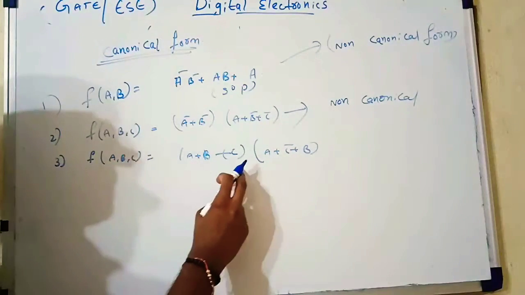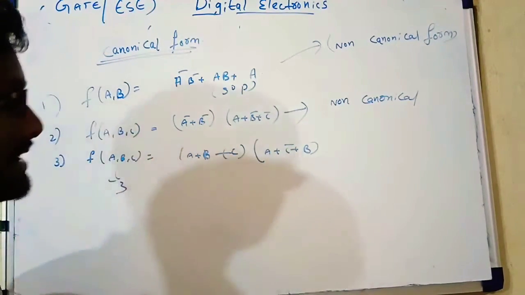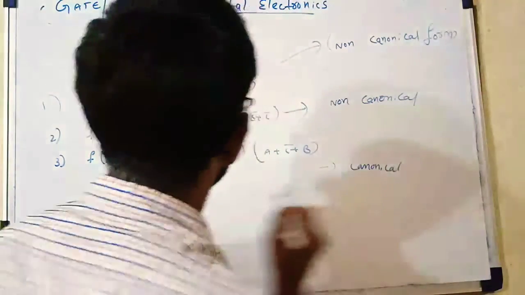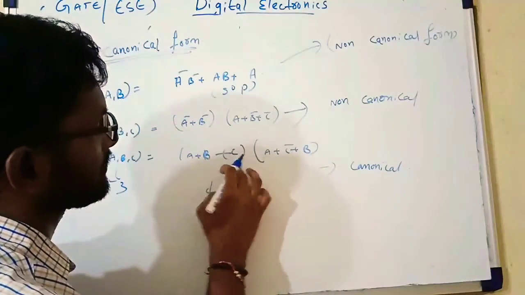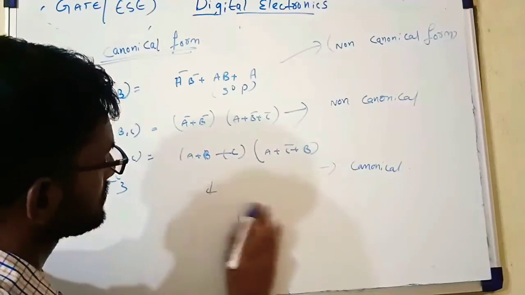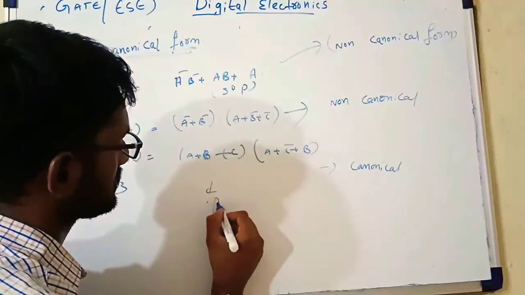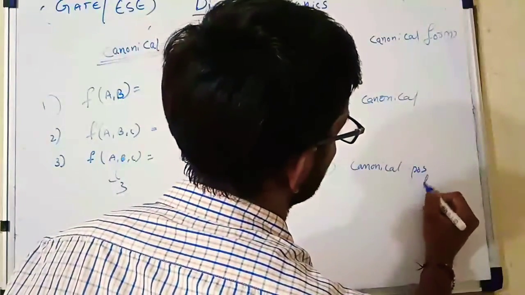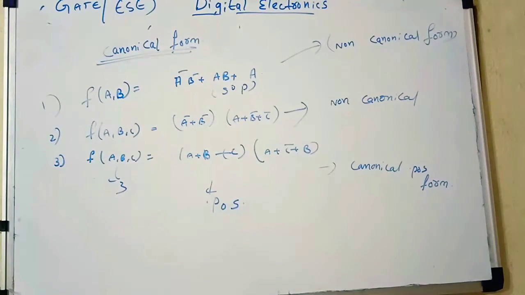In the third, no term is missing. There are 3 literals and all 3 are present, so this is a canonical form. Here these are max terms because each is a sum term. Here we are taking the product of sum terms, so this is POS, and this is called canonical POS form. This is all about the canonical forms.